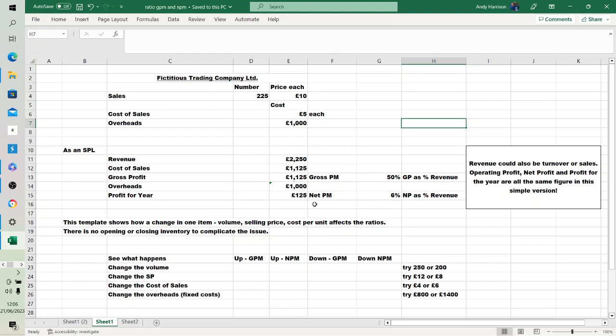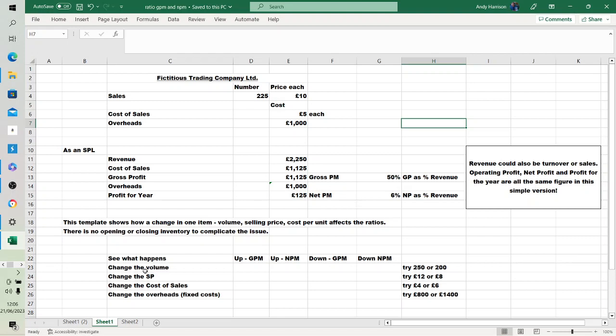And then after the overheads, at this volume, they make £125, which is 6% as a percentage of revenue. So you could draw up this as a template yourself or just do something similar and just see what happens. But let's put the numbers in.